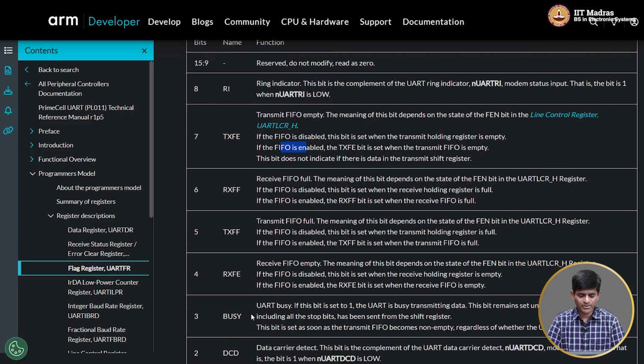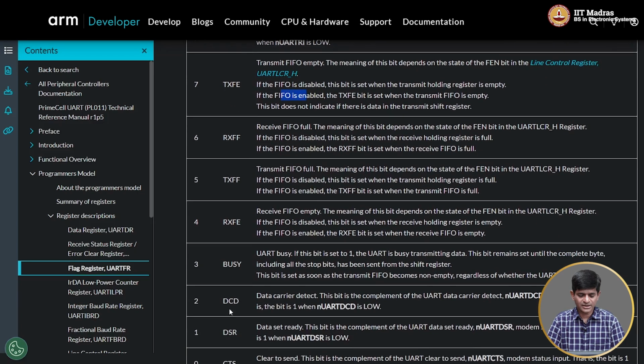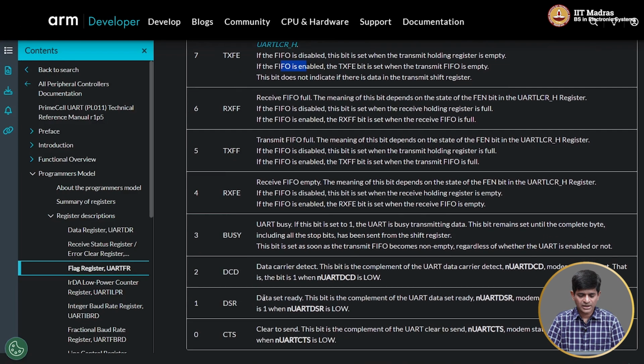Similarly, RX FIFO empty, then there is a busy signal, a data carrier detect, which like I told you corresponds to when these things are used as modems over telephone lines. Data set ready, clear to send. These are, in other words, signals that were used for various kinds of handshaking and negotiating between the two sides of the communication interface, about whether or not it's okay to send data.